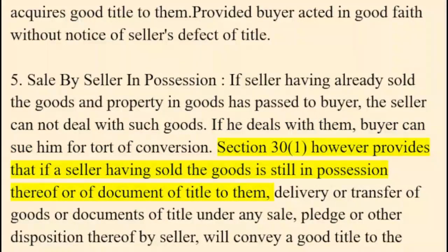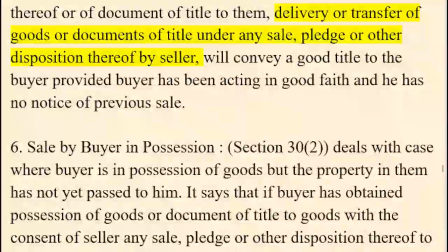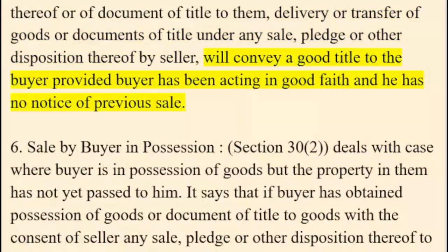Section 31, however, provides that if a seller having sold the goods is still in possession thereof or of the document of title to them, delivery or transfer of goods or documents of title under any sale, pledge or other disposition thereof by the seller will convey a good title to the buyer, provided the buyer has been acting in good faith and he has no notice of the previous sale.